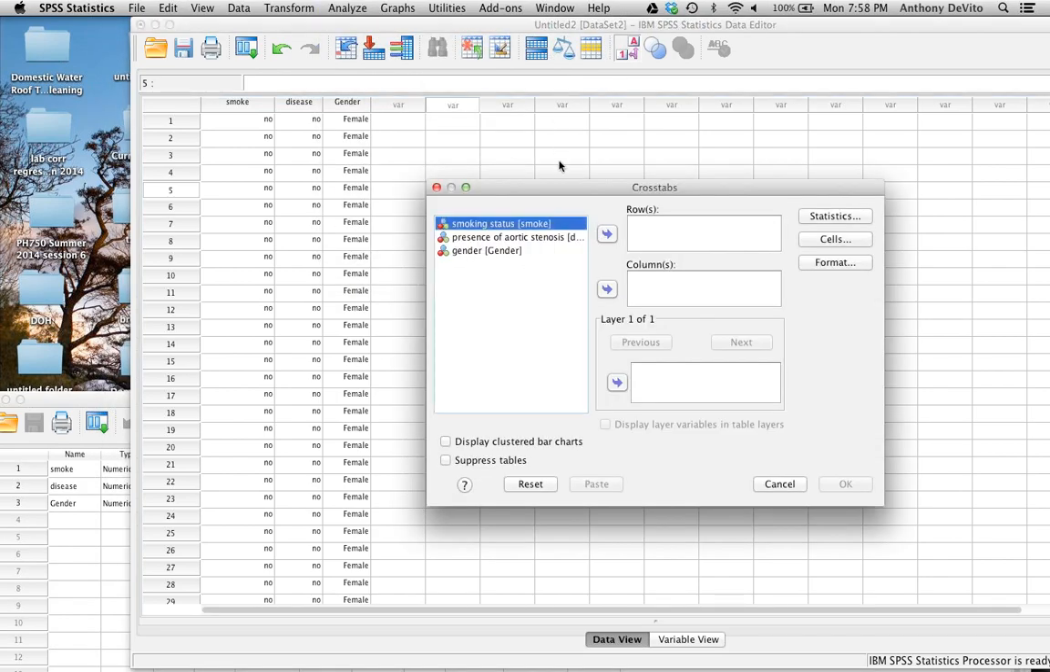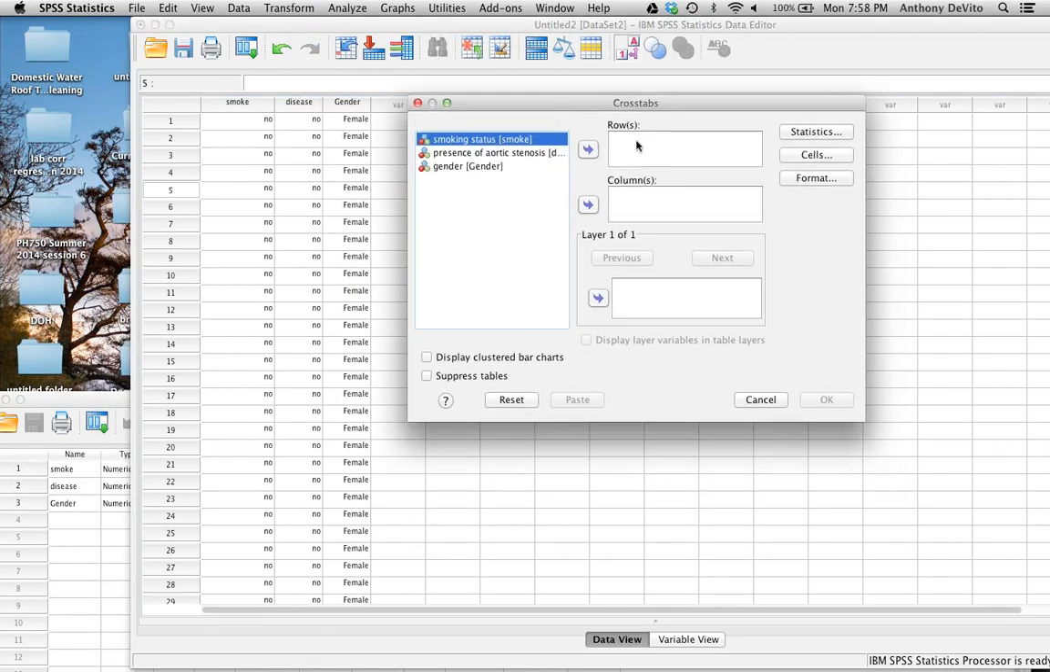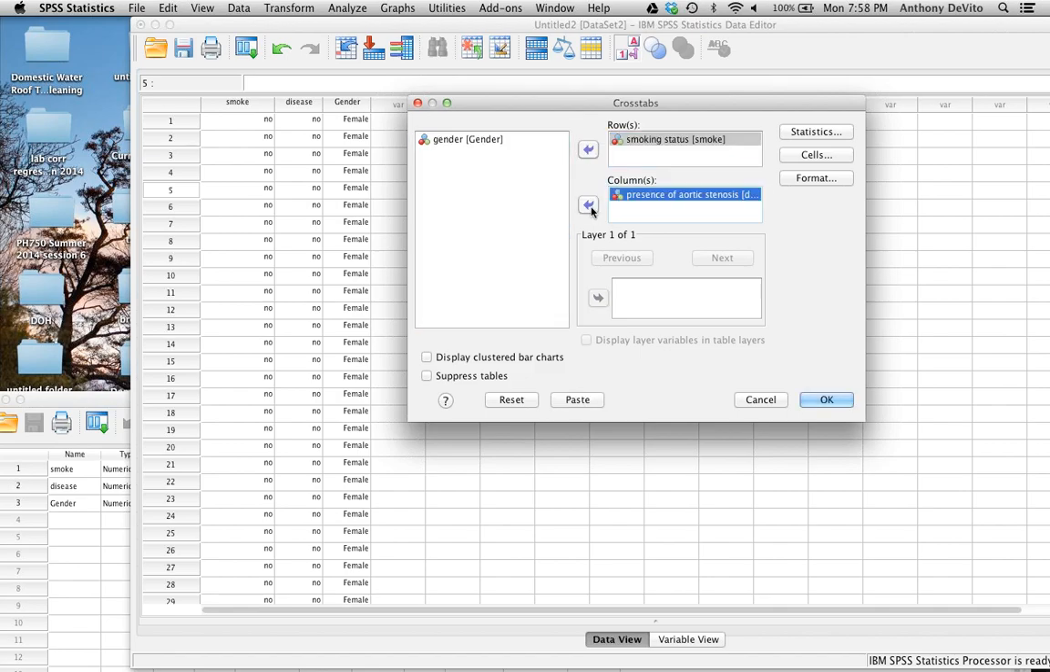Notice it comes up with rows and columns. I'm going to put the exposure in the rows. Which one's the exposure? Anyone want to hazard a guess? Smoking. Let's put smoking into the rows, and put the outcome, aortic stenosis, into the columns.